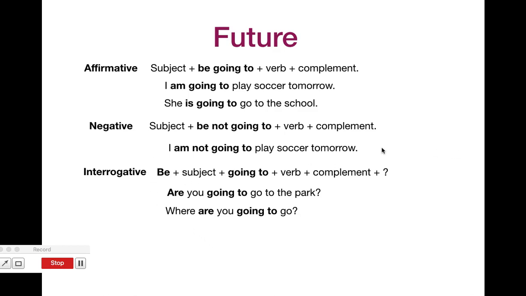Remember, this is the really basic form or formula. But here if you are talking about a WH question, well, only WH word, be, subject, going to, and verb. It is almost the same formula. So here, for example, where are you going to go? What are you going to do? When is she going to play? Okay, that's the idea. I hope you understood.